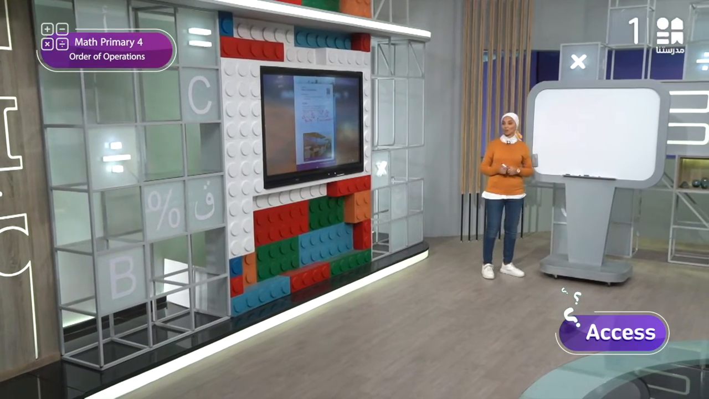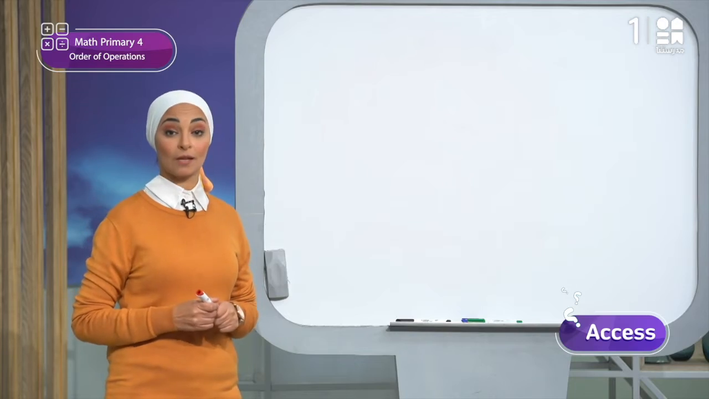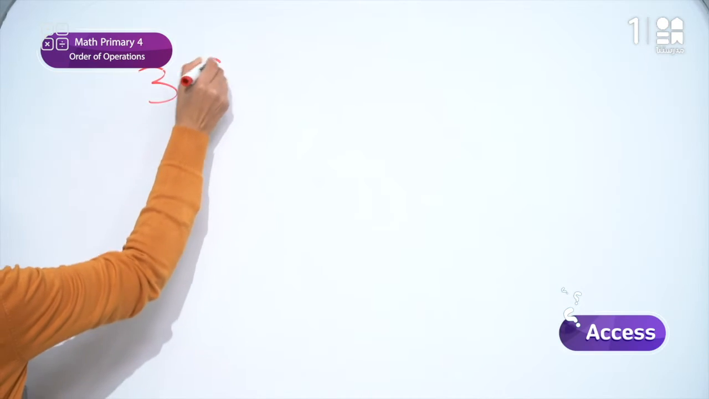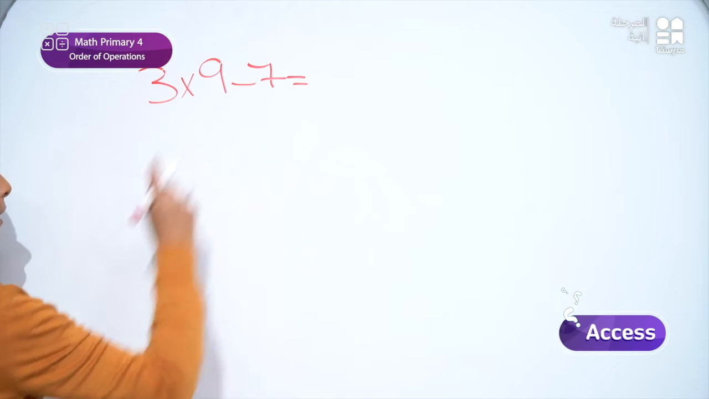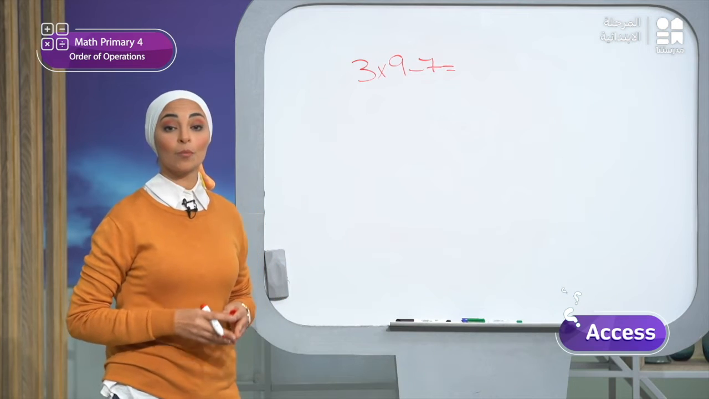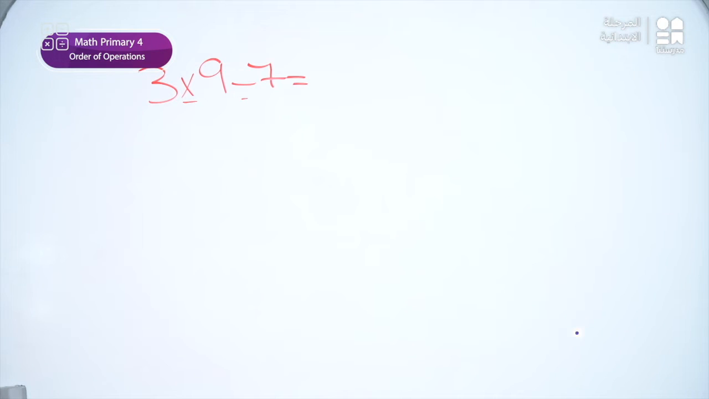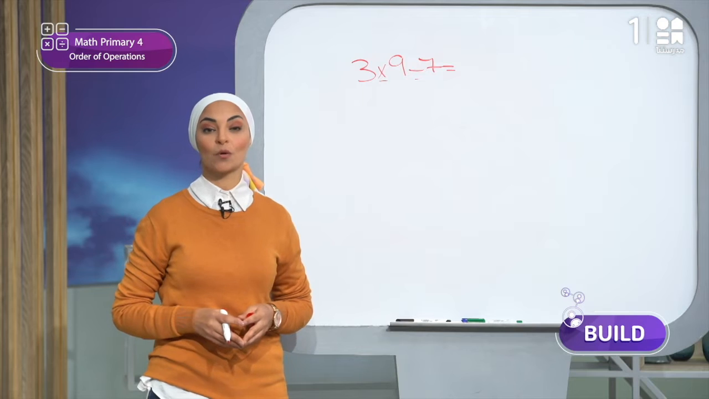Let's solve this example all together. Here we have 3 times 9 minus 7. I will write it: 3 times 9 minus 7. Okay. Now, this problem consists of 2 operations only, as you see here, multiplication and subtraction. We can solve it very easily. Of course, we will multiply first.